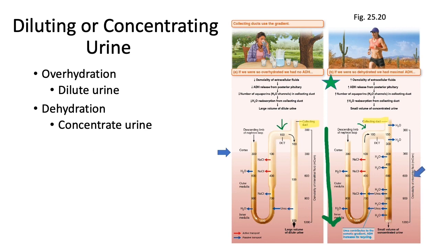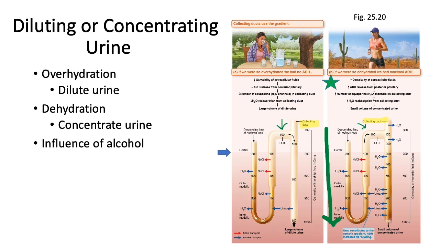As long as the collecting duct is permeable to water, meaning as long as aquaporins are present, as the urine continues to go down through the collecting duct, more and more water will leave the collecting duct, concentrating the urine.